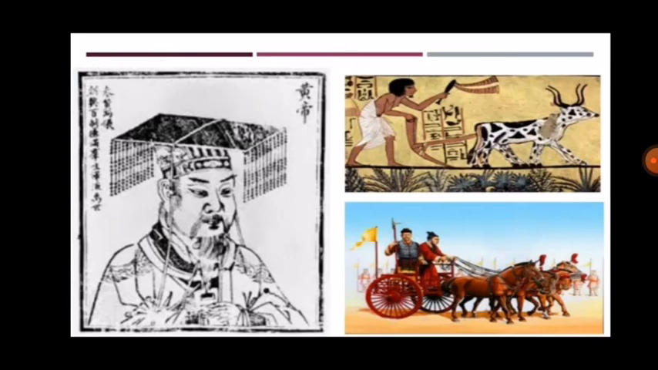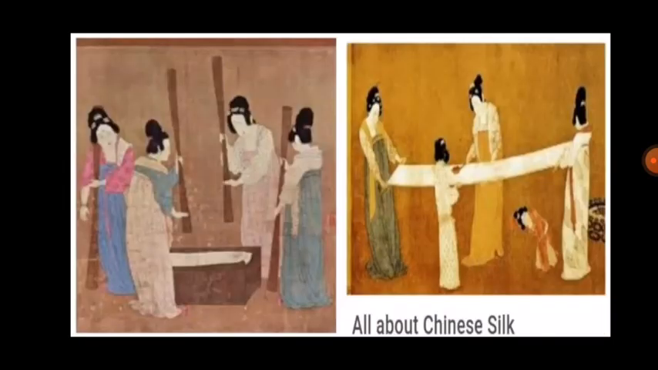He introduced agriculture and animal husbandry, that means taking care of animals. Then he also introduced chariots in China. Then boats and clothing were also introduced in China. Chinese people believed that his queen invented the technique of silk production and silk dyeing.